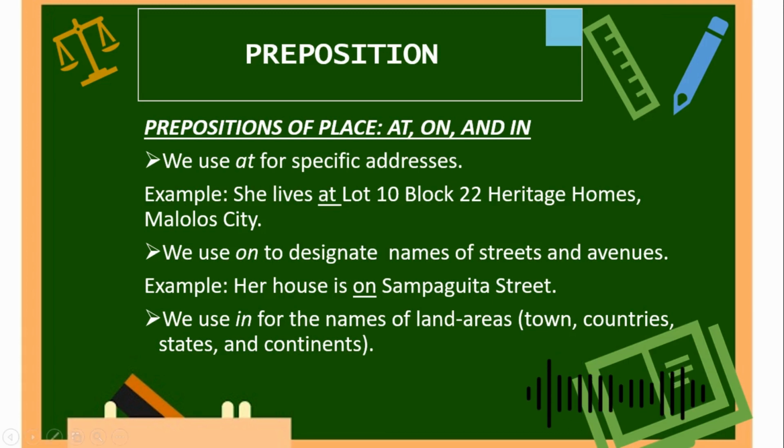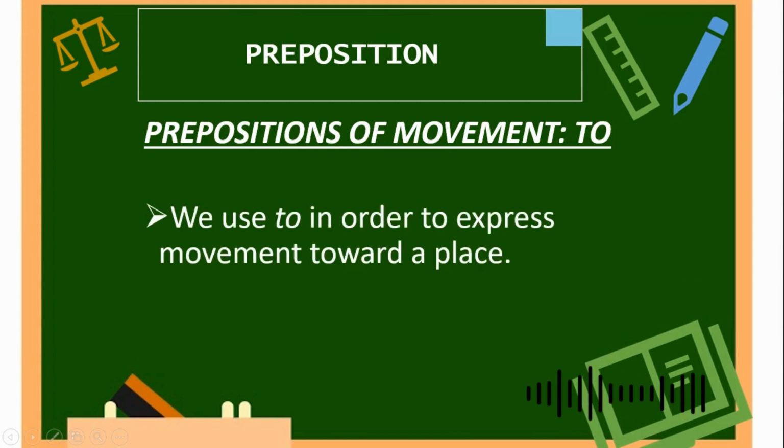Next, we use in for the names of land areas, towns, countries, states, and continents. Example: she lives in Malolos, but no specific place in Malolos. That is why we use in. As you can see here in the prepositions of place, we use at for the very specific address, on for a street, and in for not a specific address.